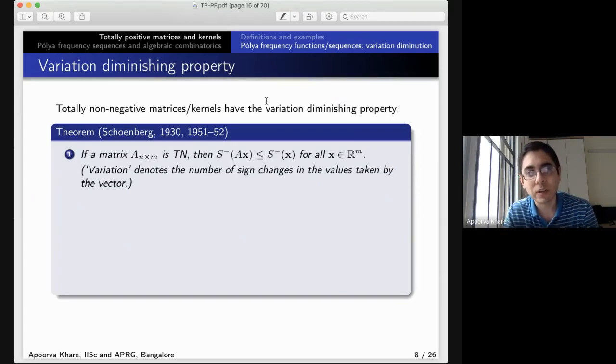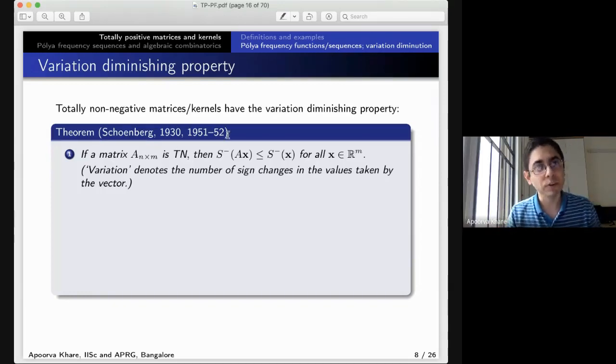This is called variations. The number of variations reduces. Take any vector in R^m, that's the input vector, that has so many sign changes. Apply the matrix, that's the output vector, and that has fewer sign changes. So that's called the variation diminishing property. Variation was just the sign changes. This is what he proved for matrices.